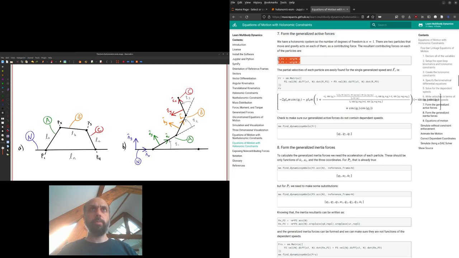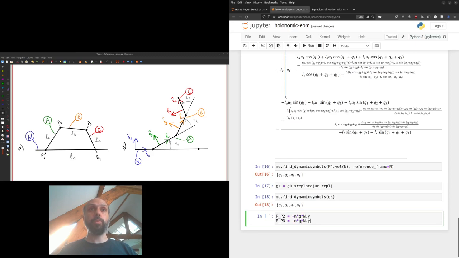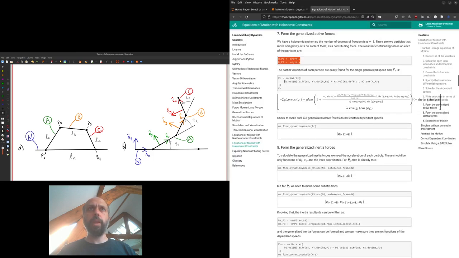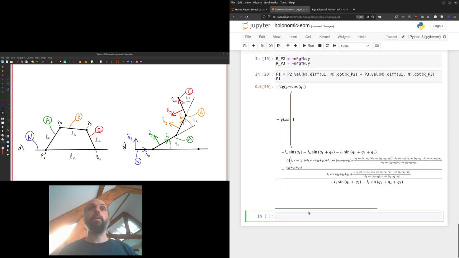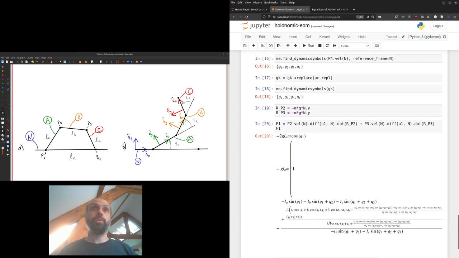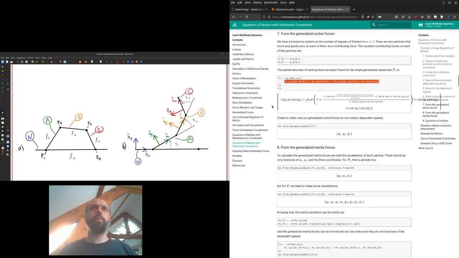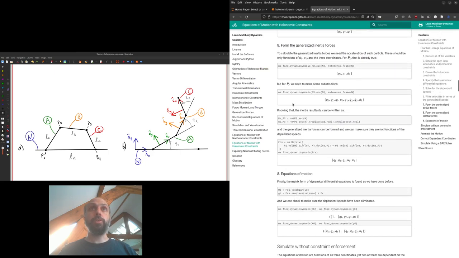So I'm going to just copy. We've got gravity acting on only two of the particles there, right? On P2 and P3 are the only ones that are going to move. So we'll have gravity act on those. And then I'm going to grab this, and I'll talk about it over here. But this is going to be our F1, right? So we have the partial velocity right there with respect to u1 of p2, dotted with the resultant on p2, and then the same for p3. And that gives us the generalized active forces, right? No problem. And then we got to get the generalized inertia forces.